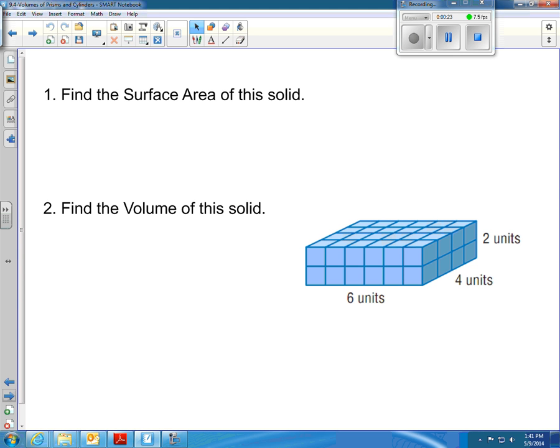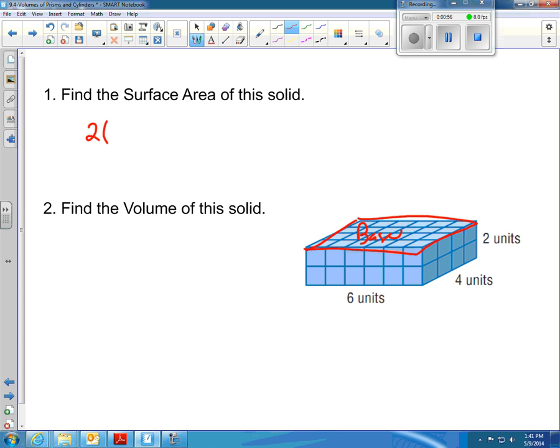For number one, I want you to find the surface area of this solid. Surface area is going to be lateral area plus 2 base areas. Our bases are what's sitting on the bottom and the top. If that's our base, our perimeter is going to be 6 plus 4, so that's 10, plus 6 plus 16, plus another 4 is 20.